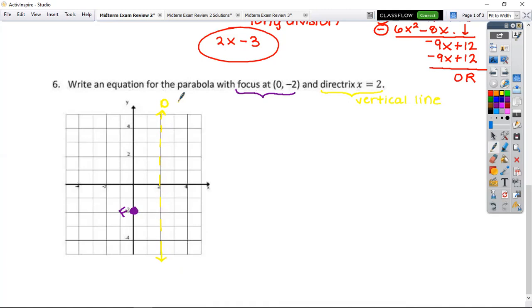The next thing you need is your vertex. So by definition, a vertex is located halfway in between these. So my vertex is going to be right there. V for vertex. I'm going to list that up here. Vertex is located at (1, -2).